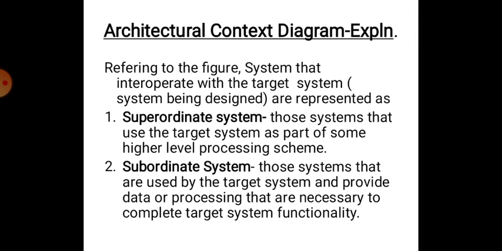Second, subordinate system. Those are systems that are used by the target system and provide data or processing that are necessary to complete the target system functionality. Students, as the name suggests, subordinate system. That means these systems are going to support the targeted system and render services to the target system.